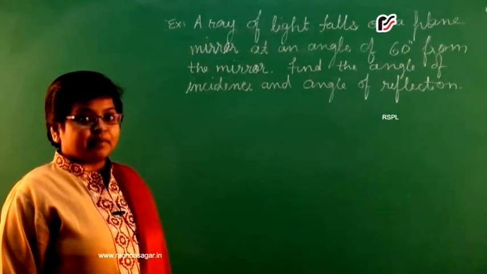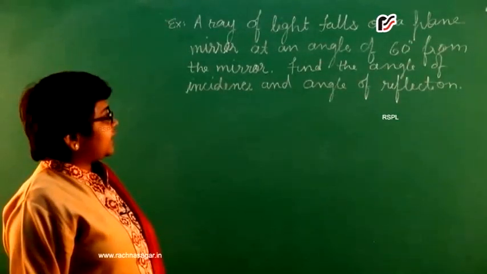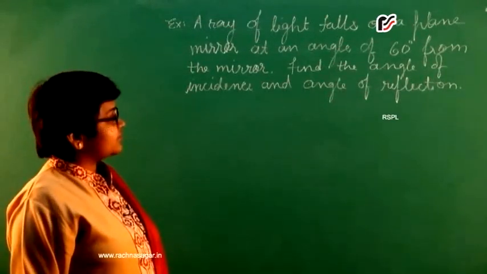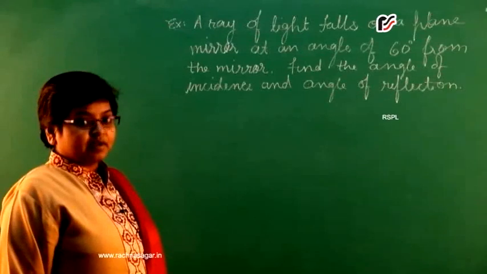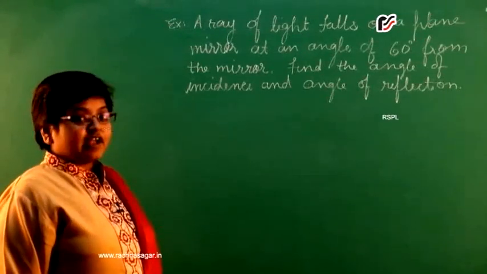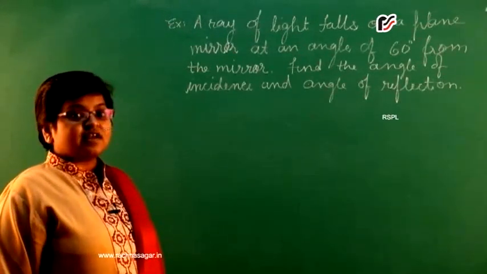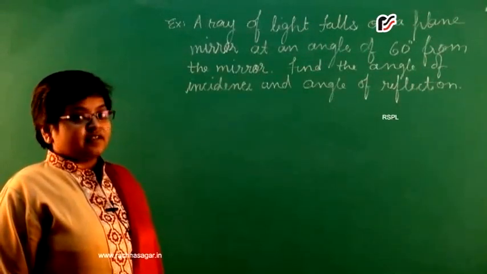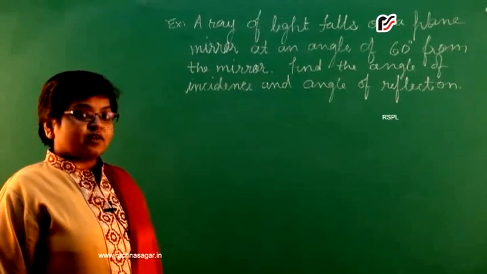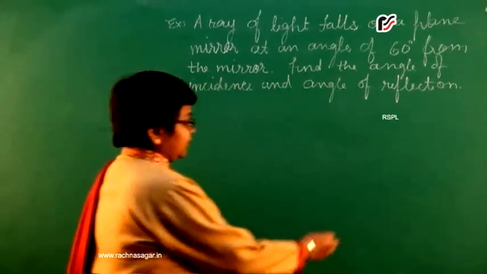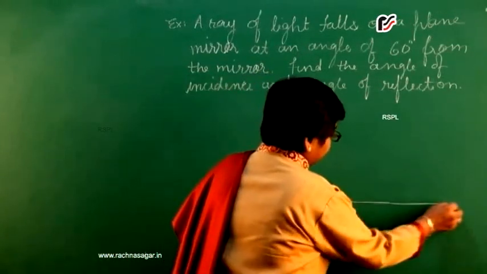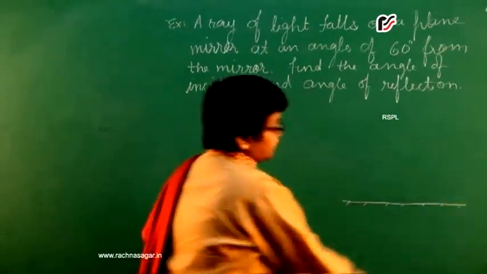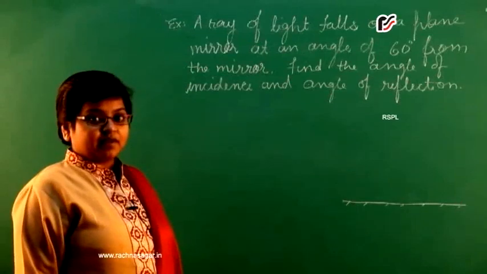Let us take an example. A ray of light falls on a plane mirror at an angle of 60 degrees from the mirror. Find the value of the angle of incidence and the angle of reflection. To completely understand the numerical, let us draw a diagram. This is a plane mirror.